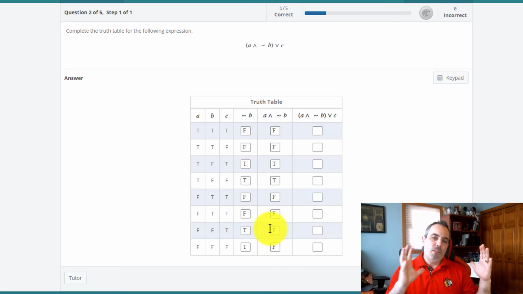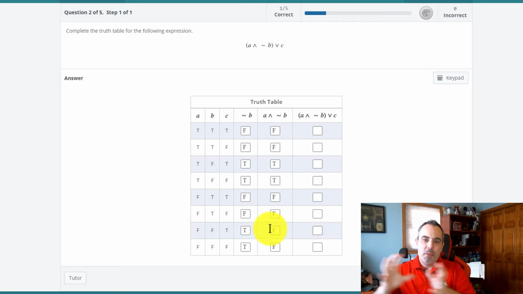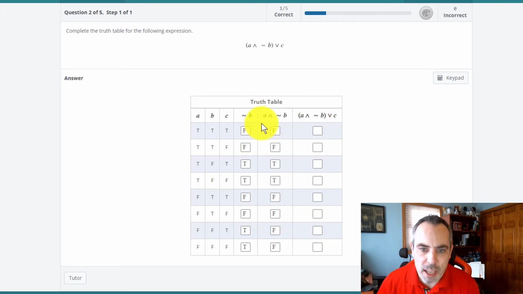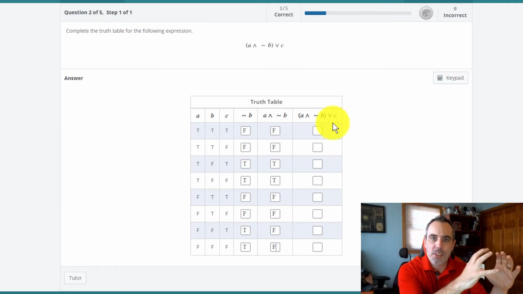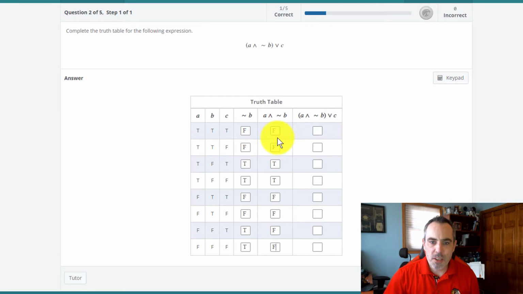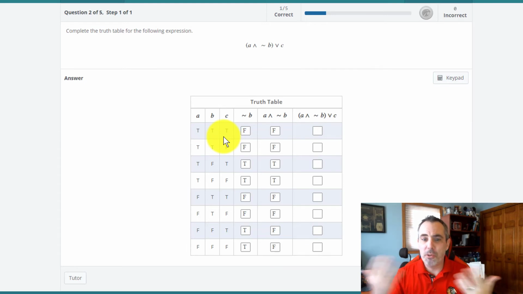And again, now you'll see the reason why we break this up into steps is because now I'm going to look at this column, the A and not B, and I have it broken down. I have it all false and true, and column C. Again, the A and not B is together as one. So this column, or C. Now again, the or means one or the other has to be true. All right, if one of them's true, the whole thing's true.